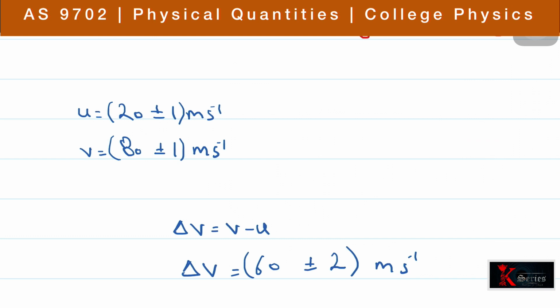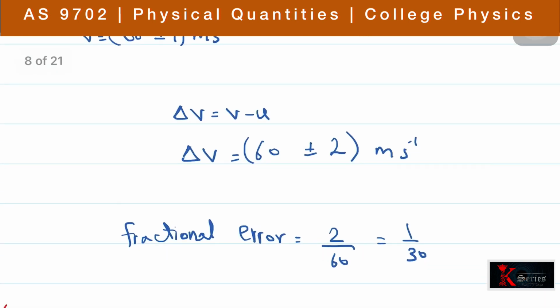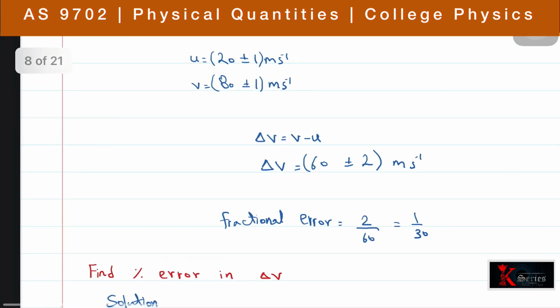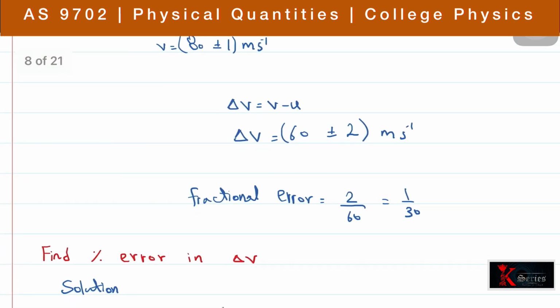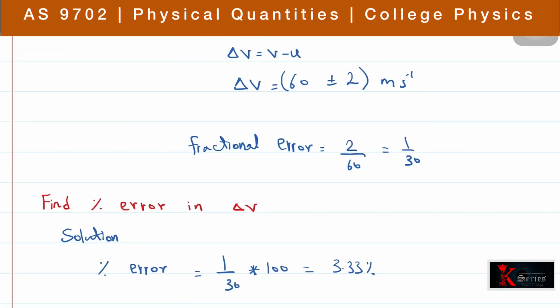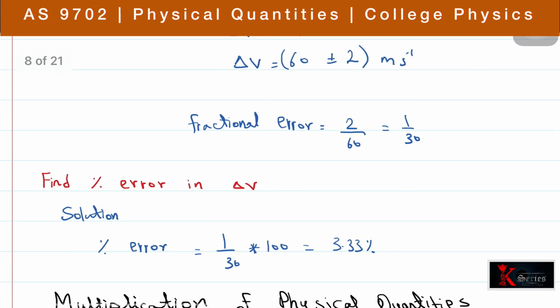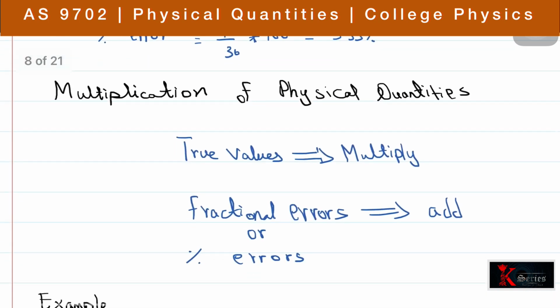When we are finding their fractional error, we earlier learned that the formula of fractional error is the absolute error upon the true value, right? So here we know that the absolute error in change in V is 2 and the true value is 60. So we write it as 2 upon 60. So the answer is 1 upon 30. So the fractional error is 1 upon 30. And when we're finding the percentage error in change in V, we also learned that fractional error multiplied by 100 is the percentage error, right? So we write the fractional error 1 upon 30 multiplied by 100, so that becomes 3.33%, which is the percentage error.